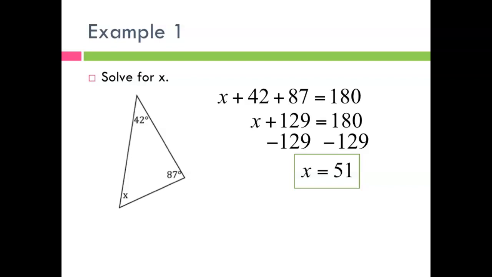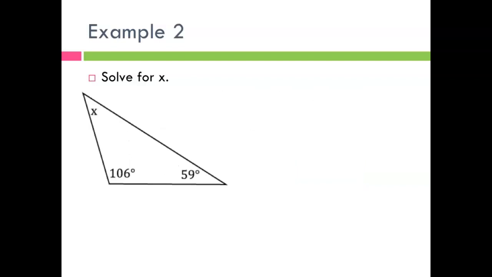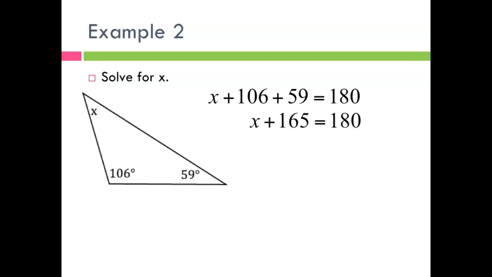All right, let's take a look at example 2. A similar type of problem. We have two of the angles. We're trying to solve for the third angle, x. So we know that summing all those angles up, x and 106 and 59, should equal 180. So now we have x plus 165 equals 180. We're going to subtract 165 from both sides, and we get that x is equal to 15.